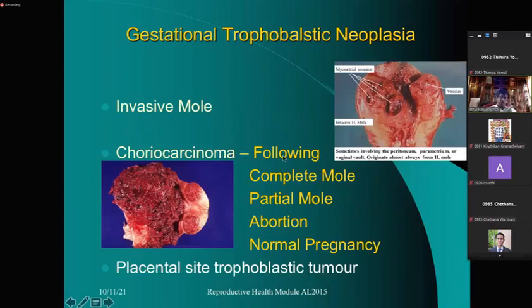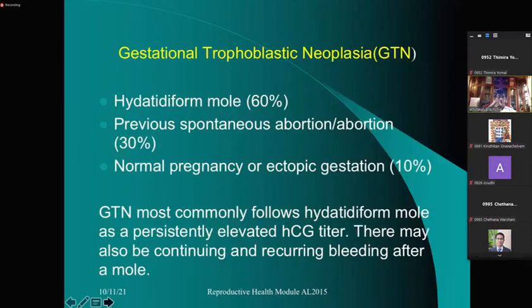Now, choriocarcinoma can occur after a complete hydatidiform mole. It can occur after a partial hydatidiform mole. It can occur even after a miscarriage. It can occur even after a normal pregnancy. But it is more likely after a complete hydatidiform mole. So gestational trophoblastic neoplasia most commonly follows a hydatidiform mole.